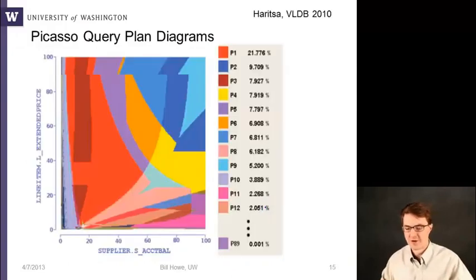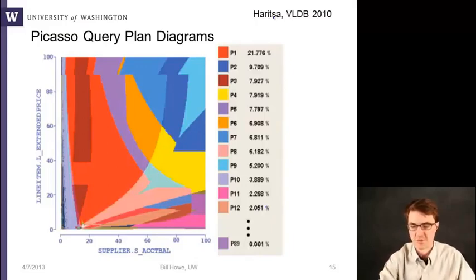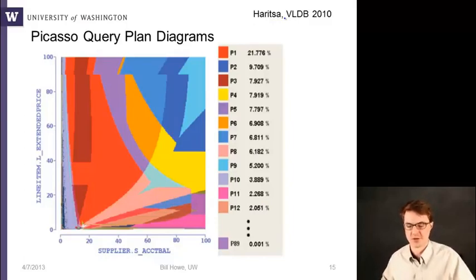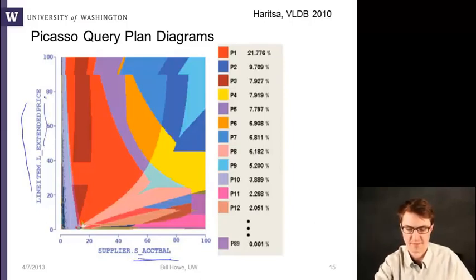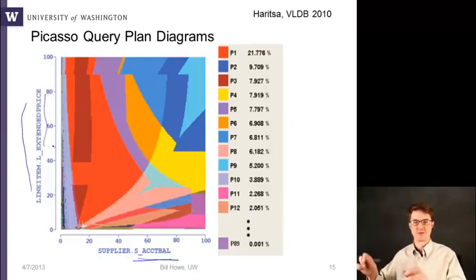Okay. And then another illustration of this that's a little bit hard to stare at, but let me give it a whirl to try to explain what's going on here. This is by some very nice work by Haritsa et al. at VLDB 2010, but there's a whole series of papers on this work. They try to visualize the space of possible query plans. The two axes here are for a single query, but the parameters to that query are changing. This one says something about the supplier account balance, and this is a parameter on the extended price, and they change the values of these parameters in the query.